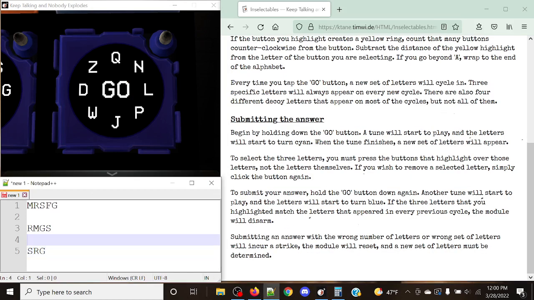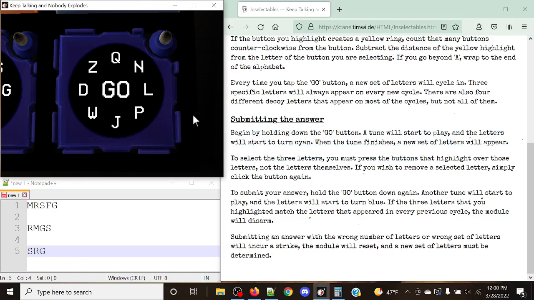So now, how exactly do we submit this module here? So first things first, we need to begin by holding down the go button. A tune will start to play and the letters will start to turn cyan. When the tune finishes, a new set of letters will appear. So let's do that. Let's hold down go this time around. And now all the letters turn cyan, and this is the way the module looks now.